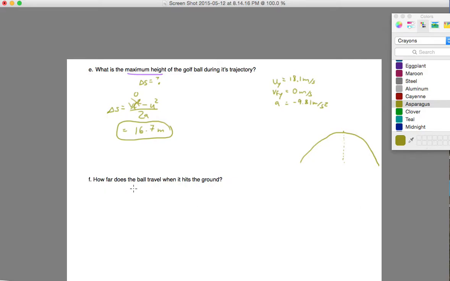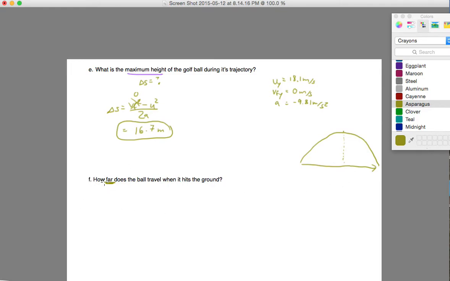Next question: how far does a ball travel when it hits the ground? So this is after it's gone this whole time in the air. Long time ago, I remember telling you that for a horizontal velocity, we're thinking about horizontal things here, because we want to know how far. We're looking in this direction right here. How far is this ball going to go when it hits the ground?